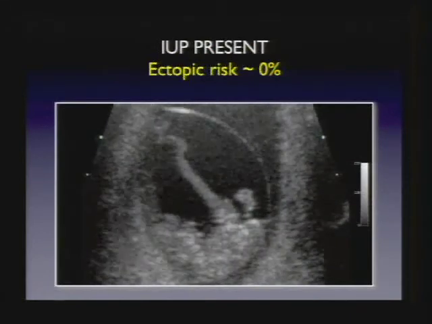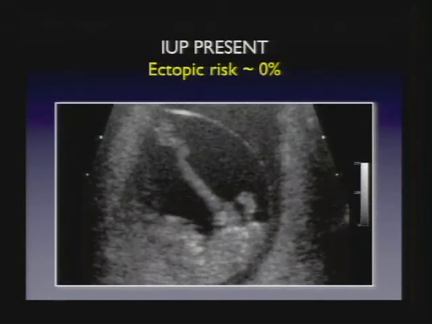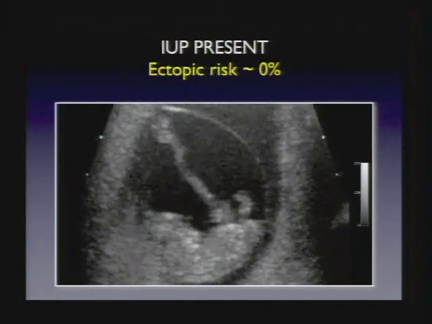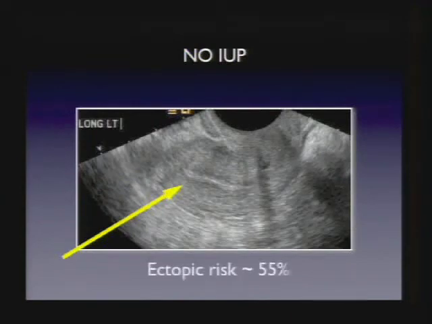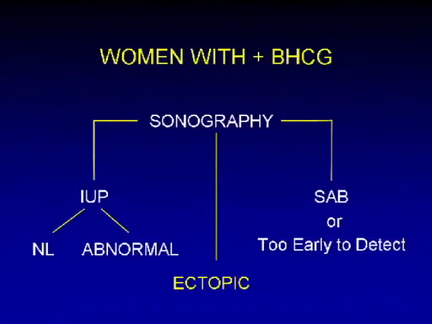So if you see an intrauterine pregnancy, the ectopic risk is almost near zero. But if you don't see an intrauterine pregnancy, the ectopic risk goes up to 55%. So for women with a positive beta hCG, how does sonography help us? If on sonography we have an intrauterine pregnancy, it could be normal or abnormal; we could see the ectopic; it could be a spontaneous abortion or too early to detect.